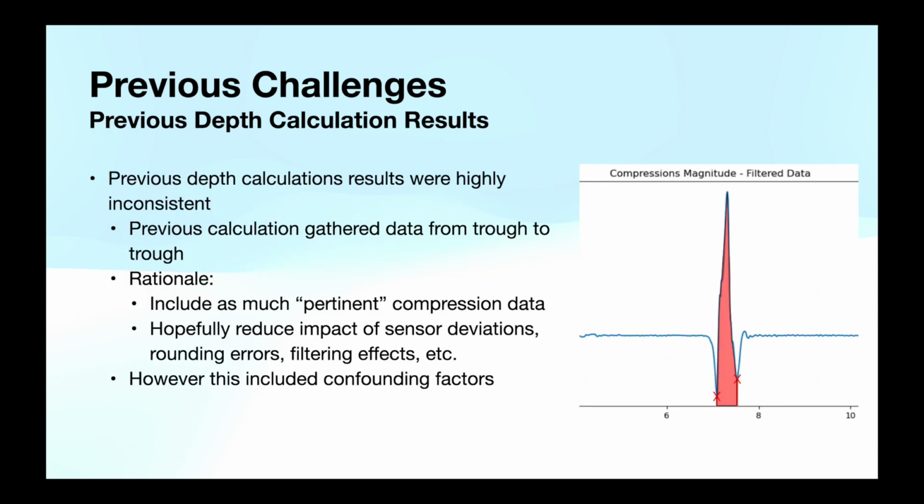Our previous depth calculation results were highly inconsistent. The double integration method was performed on data from trough to trough. The rationale for this method was to include as much sensor data as possible. This way, we would have to do less manipulation of the results since the results would include a larger portion of the compression. In addition, we hoped that with more data samples, this would reduce the impact of rounding errors introduced by the trapezoidal rule or filtering effects. However, this included more confounding factors than initially anticipated.